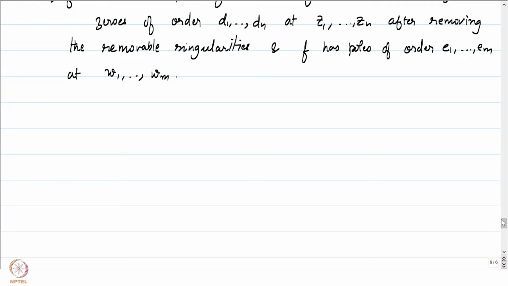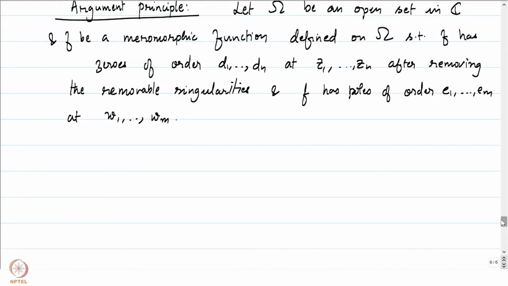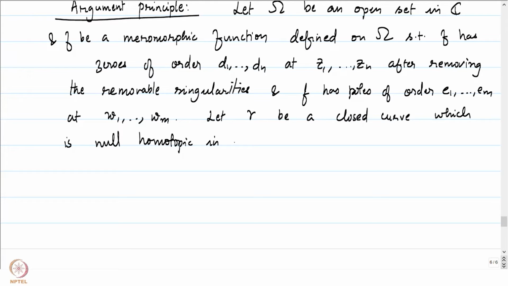Our goal in this argument principle is to compute the zeros in some sense using the log derivative. In order to do that, let's pick gamma to be a closed curve in omega which is null homotopic in omega, such that the zeros and poles of f do not lie on gamma.